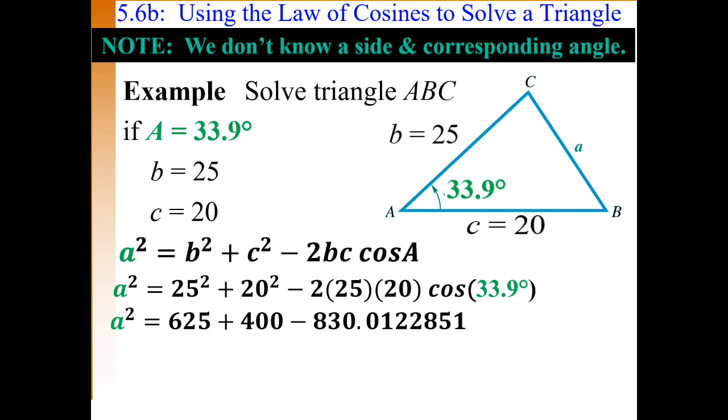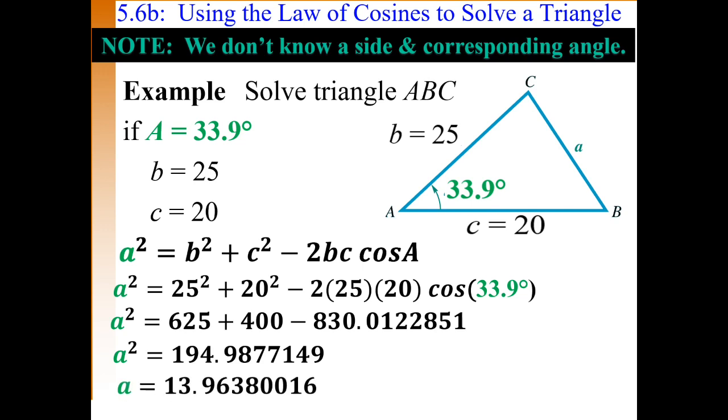Now we can combine the numbers on the right side. To get A alone, we'll square root both sides. We only get the positive version because this is a length. So we found that side A is approximately 14. It is fine to say our final answer of A is about 14 or about 13.96. But if you reuse this number, you want to make sure to use as many decimal places as the calculator gives you to ensure the next answer is as accurate as possible.